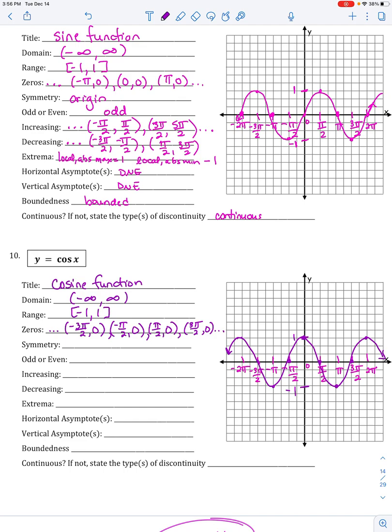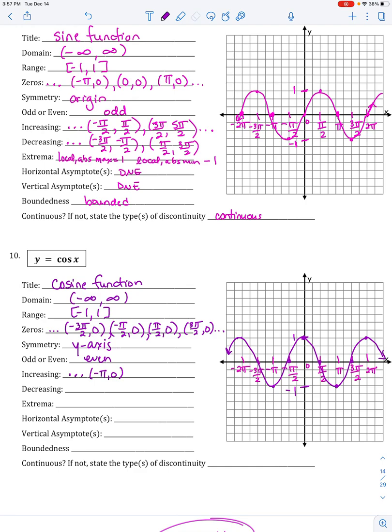So we're going to put some dots. There's infinite zeros. The symmetry this time is y-axis, which makes it even. It's increasing; again, these are infinite. At negative pi, it starts increasing, and it does that. From negative pi to 0, it increases, and then it increases again from pi.